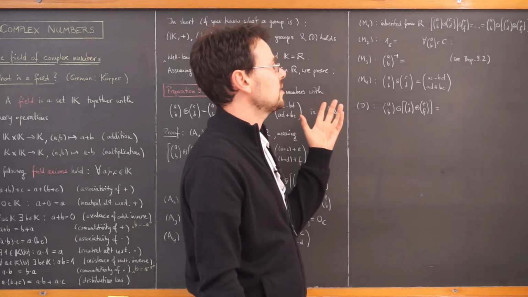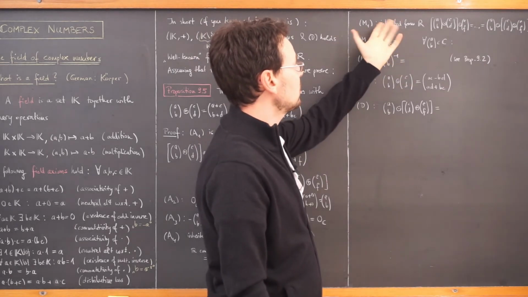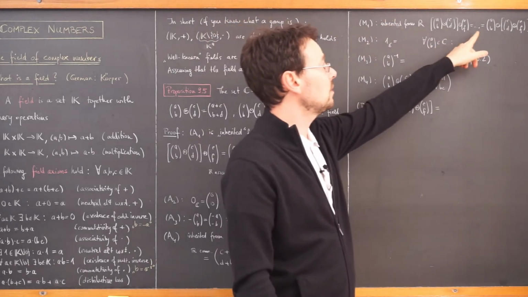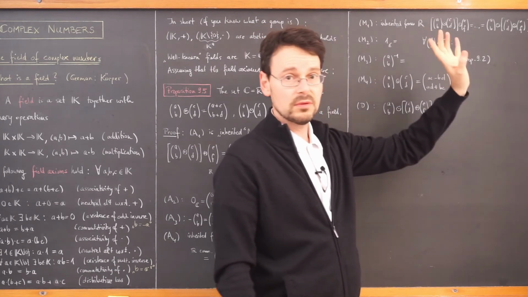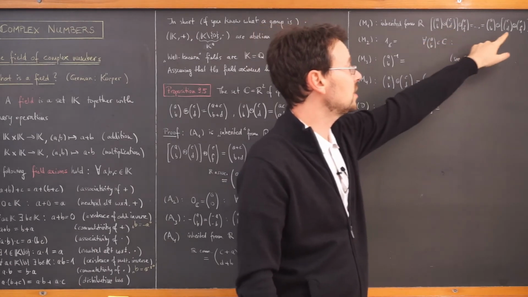Associativity is always a drag. Here I think it's okay to say this is inherited from R. If you don't believe me, and if you're a beginner, please fill in the dots. You have to prove that this here is this here.